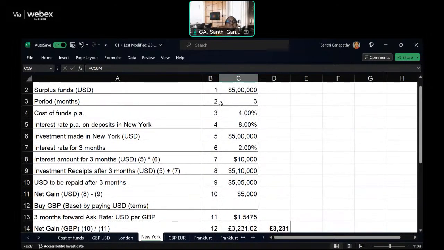You have surplus funds, 500,000 US dollar, period is 3 months, cost of funds 4%. Interest rate per annum on deposits 8%. How much is the investment? It's already US dollar. You have to invest US dollar. So investment made in New York is 500,000. What is the interest rate for 3 months? Because per annum it is 8%.